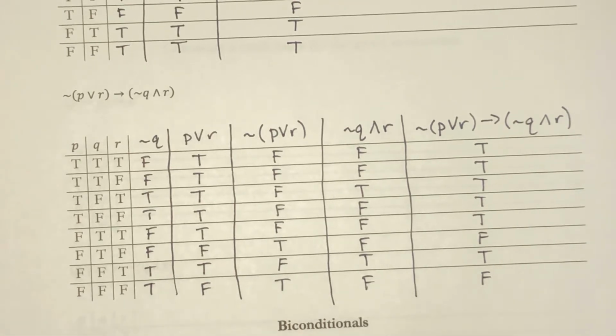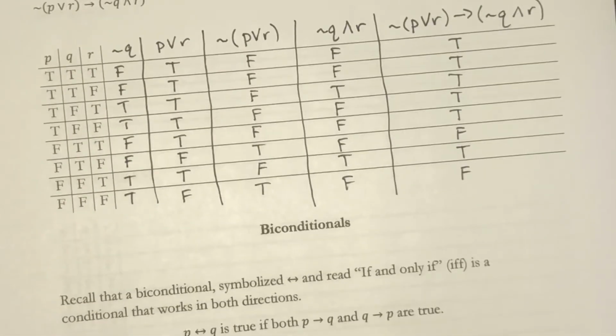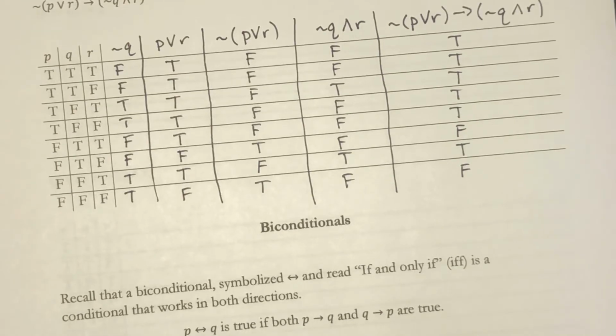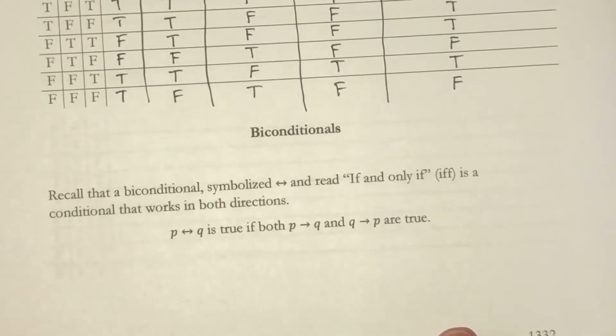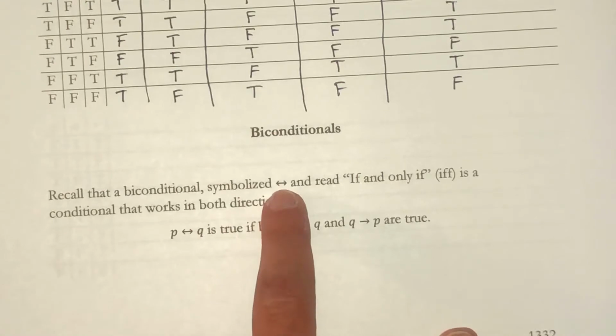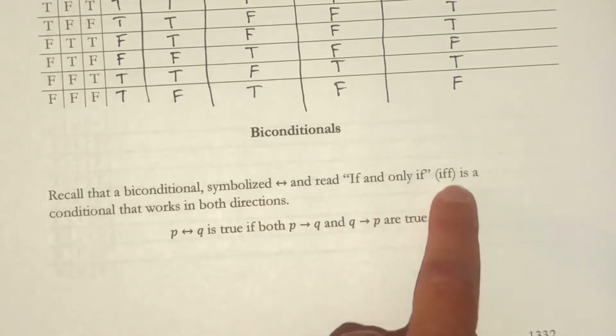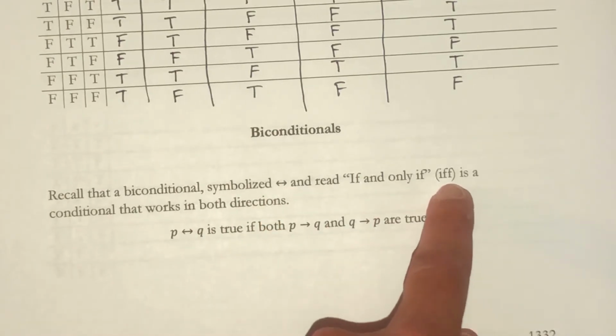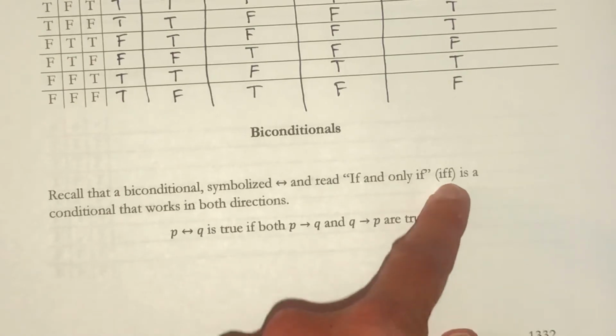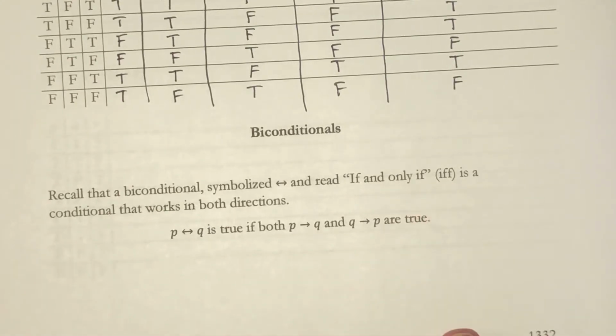Okay, so let's talk about the biconditional. Biconditional is symbolized by the double arrow. It is read if and only if, and we often write IFF because mathematicians are lazy, and if we can get away with writing less, we do. It's a conditional that works in both directions. So if P then Q, and if Q then P.